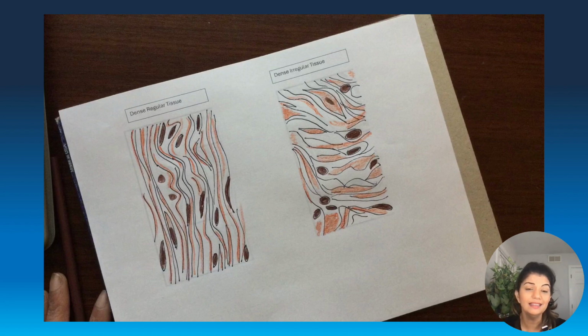So you can see the difference here in how things are arranged, right? Dense regular is very uniform, just like the name suggests. It's dense, it's compact, but it's very regular. And then irregular is more haphazard overall.